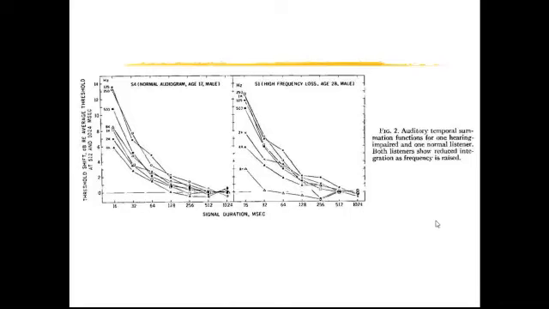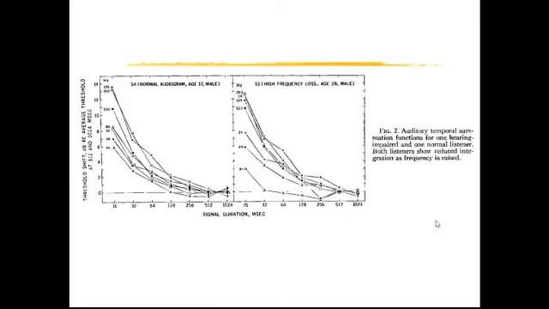You've got signal duration in milliseconds along your x-axis. And each panel here, the left and right panels, are separate. So you're going from 16 milliseconds to 1024 milliseconds in the first panel, and then the same thing in the second panel. And then you have the threshold shift with the reference being the average threshold along your y-axis. And then each line represents a different frequency.